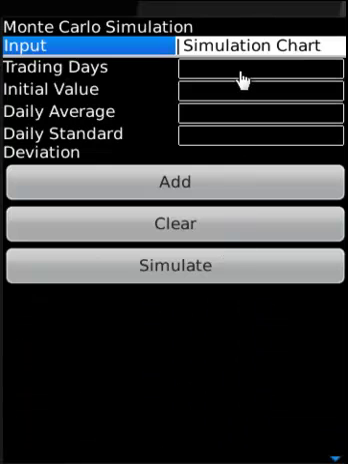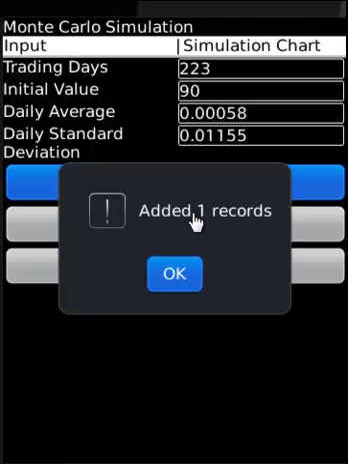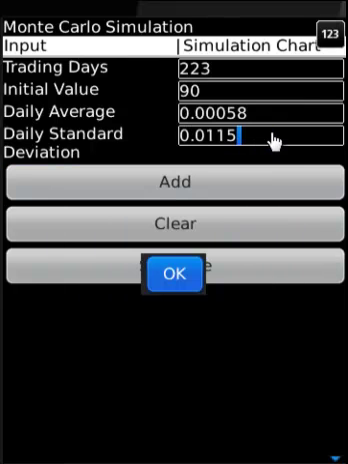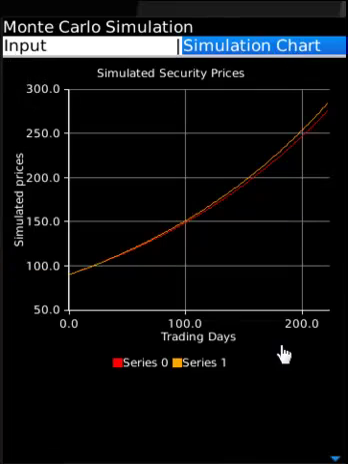Monte Carlo simulation, we can perform Monte Carlo simulation. Say 223 days, initial value is 90, 0.005800058 is the daily average, standard deviation 0.01166. We added that, and now say that and this, and we added that. Now we calculate, so we see the price graph.